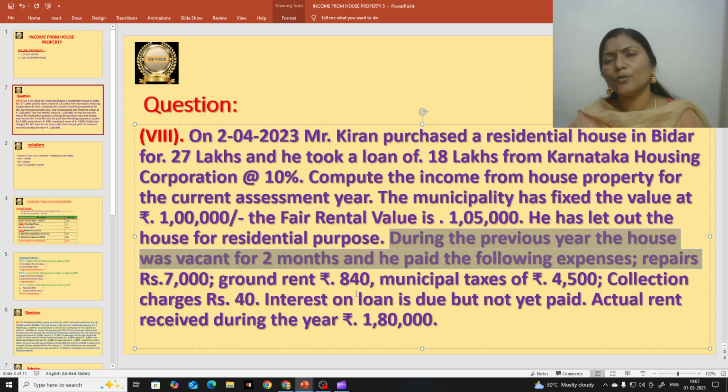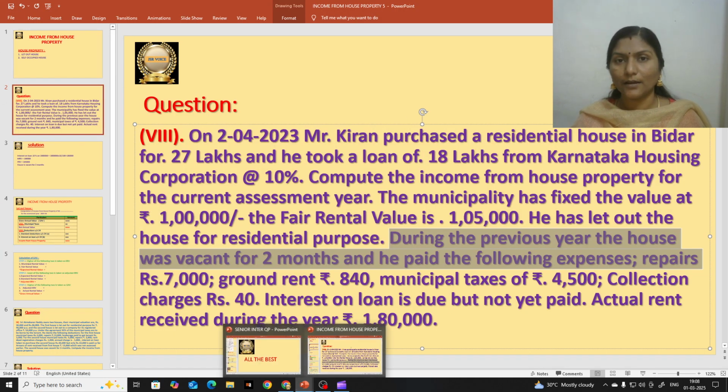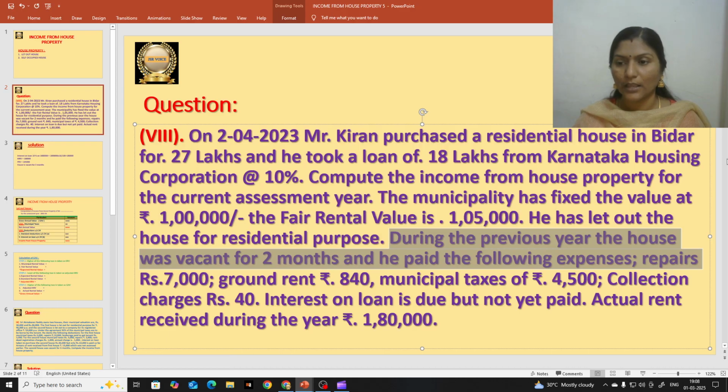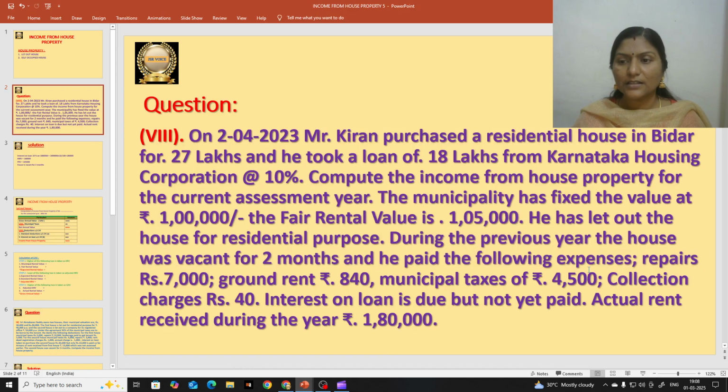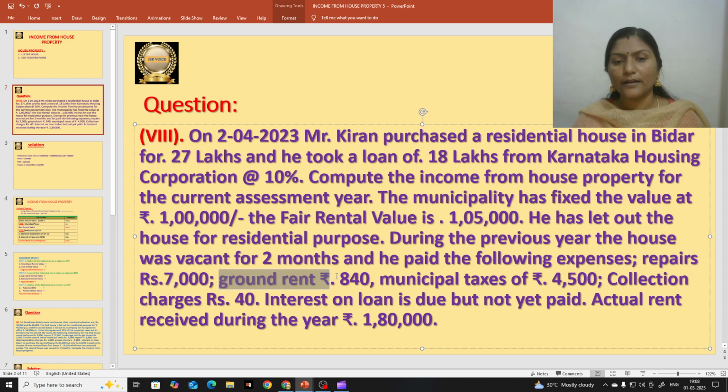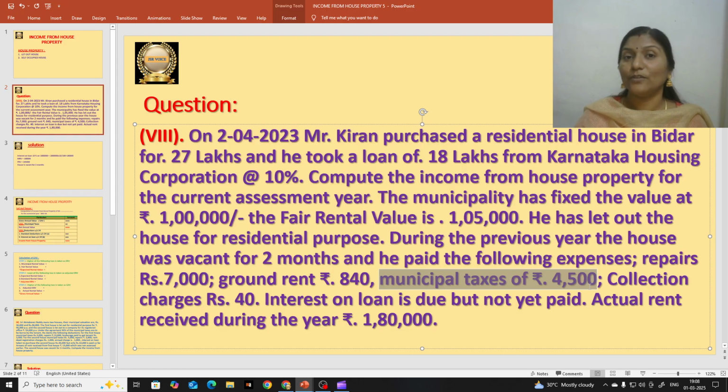So they will give so many expenses here, but we are not bothered about that. We don't take them anywhere in the calculation of income from house property. So repairs, how much? Repairs 7,000, students. We don't take it anywhere. Next, ground rent 840. We don't take that also. Next, municipal taxes 4,500. We take these municipal taxes into account and we are going to give as deduction if it is paid.